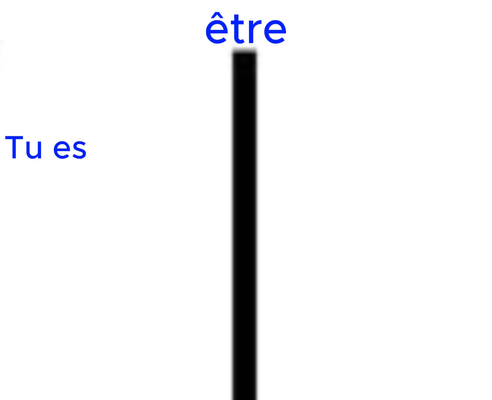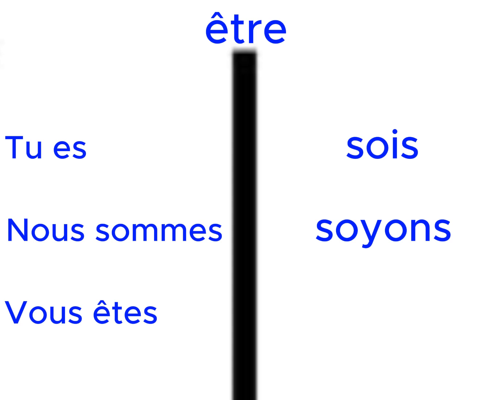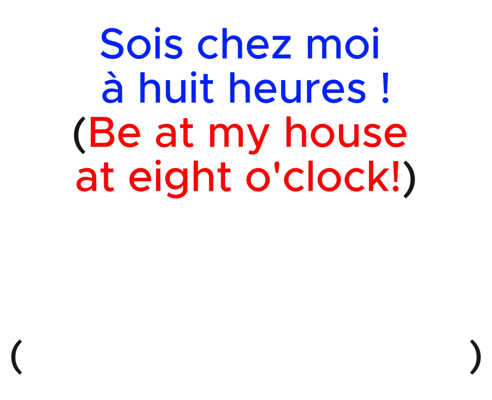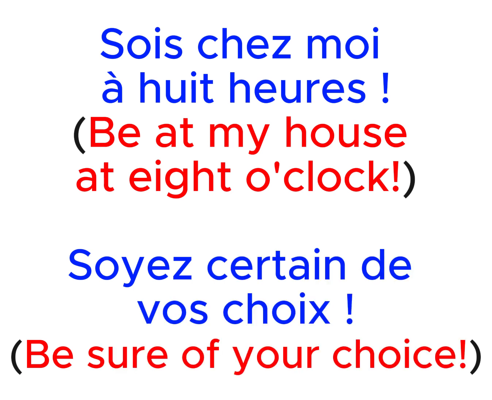For the verb Être, we will do as follows. Tu es becomes Sois. Nous sommes becomes Soyons. Vous êtes becomes Soyez. For example, Sois chez moi à 8 heures. Soyez certain de vos choix.